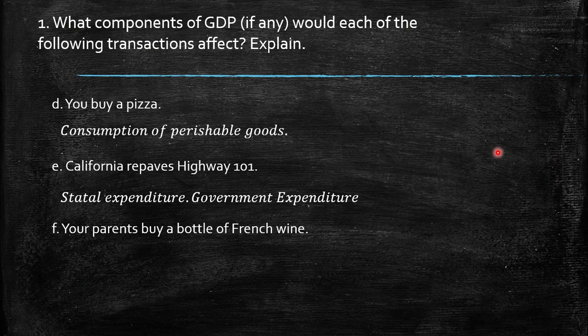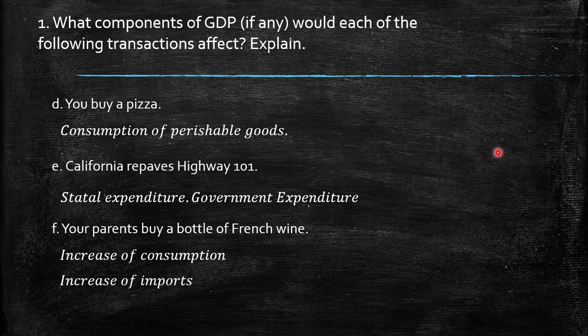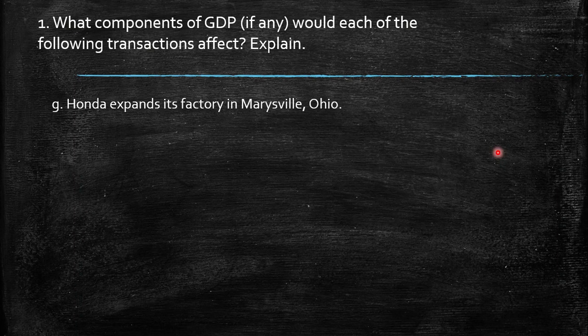F. Your parents buy a bottle of French wine. There is an increase of consumption, but there is an increase of imports, and then a decrease in net exports. So at the end of the day, when you buy an imported good, it is considered as zero effect because of the net exports decrease.